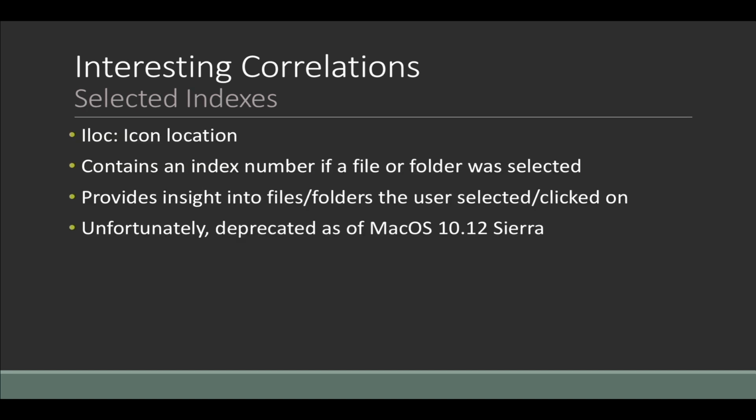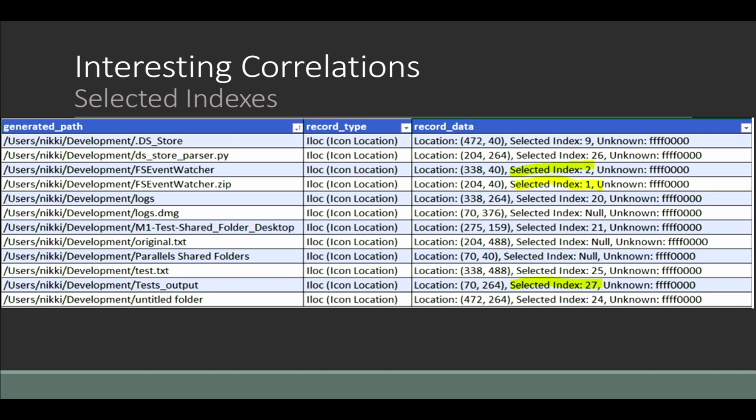Now, selected indexes. This was one of my favorite things about DSStores, and they took it away in Sierra. That was a sad day for me, a very, very sad day. In icon view, when you click on files and folders, prior to Sierra, it would get a selected index. That selected index lets me know, as an investigator or somebody conducting analysis, that the user had clicked on that file.